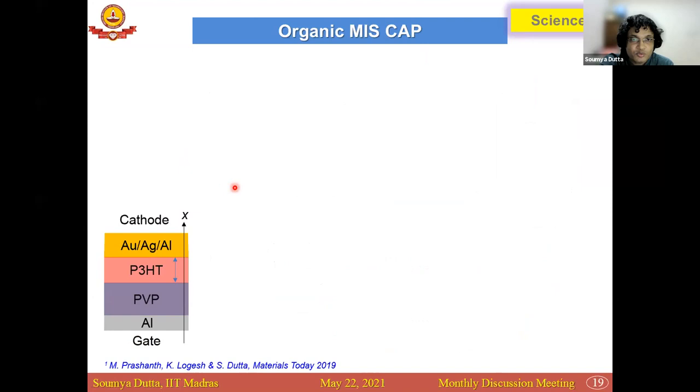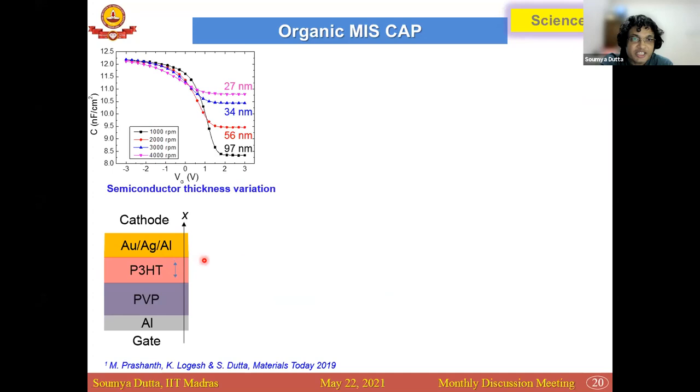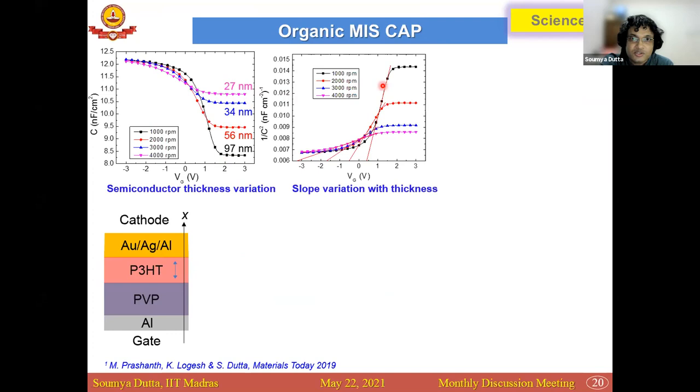So we tried to make some kind of change. We changed the thickness of the semiconductor, and we see that the capacitance changes. This part is changing. If you take this kind of slope, we see that the slope is changing. That means, in principle, the doping concentration is changing, which is not possible with thickness, right? So the previous explanation is not actually happening.